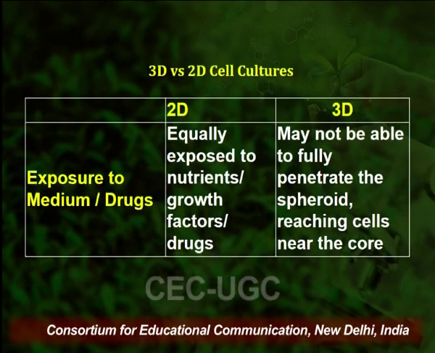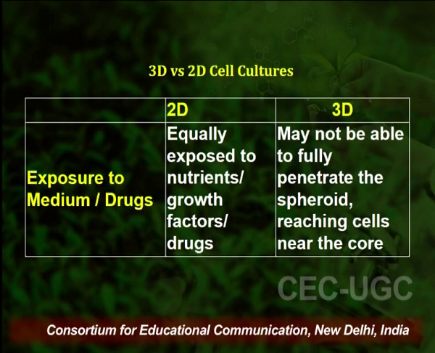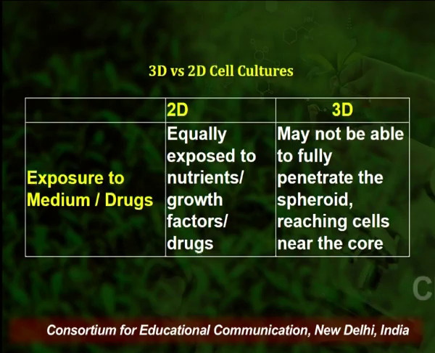Now if we talk about the exposure to the drugs, what is the difference between the intensity of the exposure to the drugs in case of 2D and 3D cultures? As we discussed, in 2D cultures, cells are normally present in a flat sheet like arrangement forming a monolayer. Therefore, it is believed that all the cells are equally exposed to whether they are drugs, nutrients or any kind of growth factor present in the media.